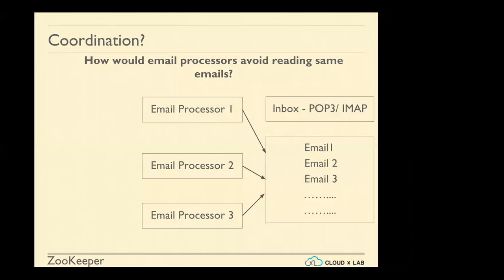So Alok's suggestion is to use the flag read unread. While one email processor is processing email one, it'll start reading this one and will mark it read, or will it not mark it as read? You can't put a lock on the email. The inbox is not providing us a lock. So if you mark it read, what will happen if this processor dies in between? This email will be marked as read and nothing has been processed, and therefore this email will be left in the inbox unprocessed.